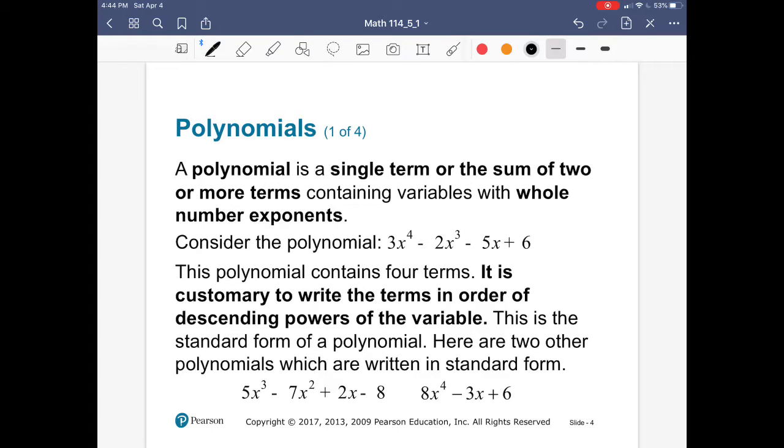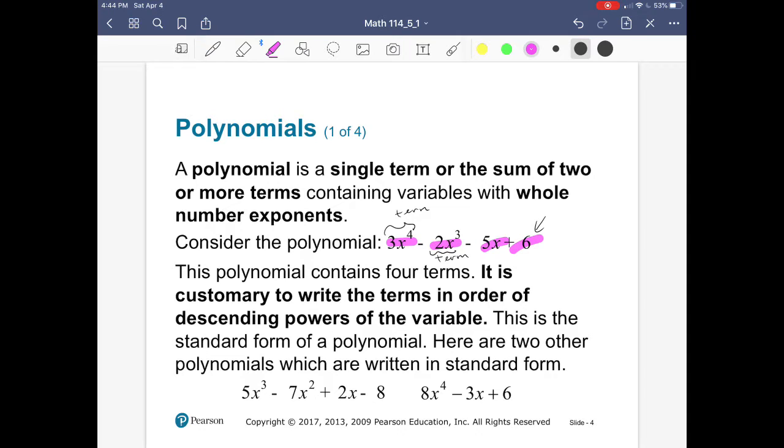A polynomial is a single term or the sum of two or more terms, like the one right there. This is one term, this is another term, and so on, containing variables with whole numbers. This polynomial contains four terms: 1, 2, 3, 4.